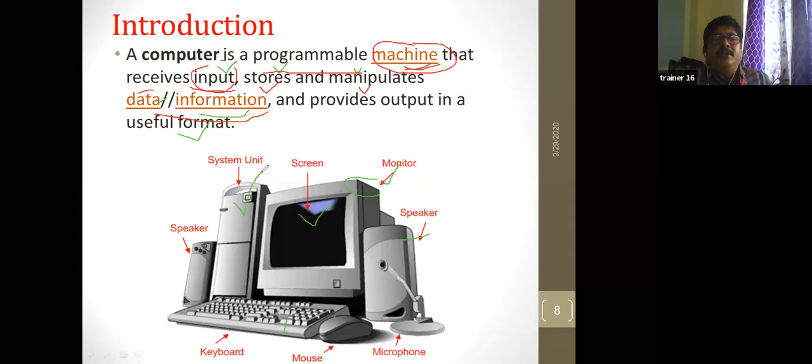This is the CPU, the system CPU or microprocessor. Now it is clear, right? You know very well, so I will give just a brief introduction regarding this computer, because all of you know very well.